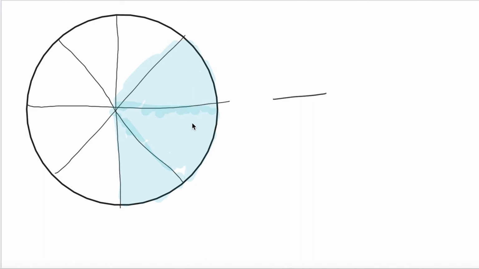Let's count. 1, 2, 3. Our numerator is 3. Now we need to find our denominator, which is how many parts are in the whole. Let's count that. 1, 2, 3, 4, 5, 6, 7, and 8, which means our denominator is 8. Now that means our fraction is 3 over 8, which can also be pronounced as 3/8.